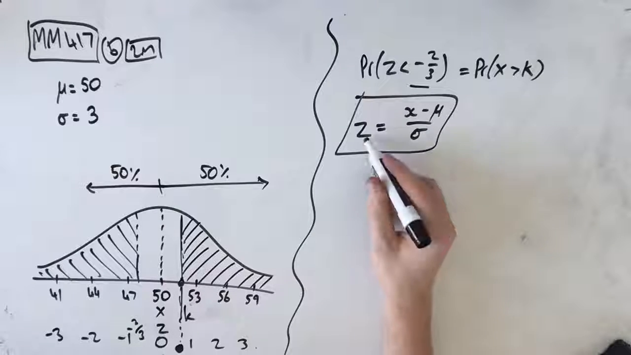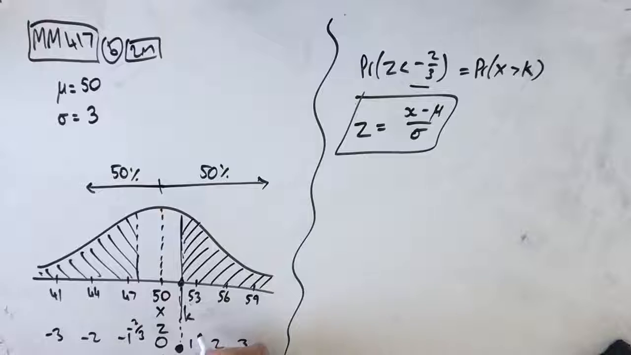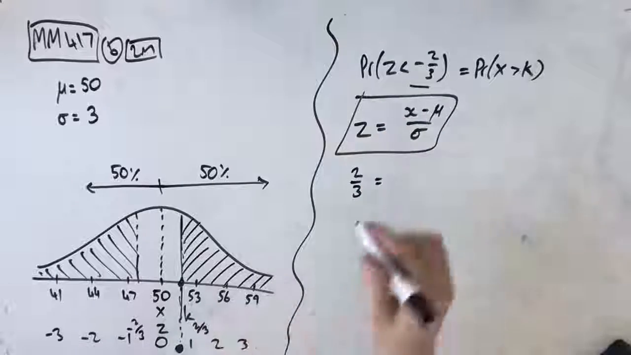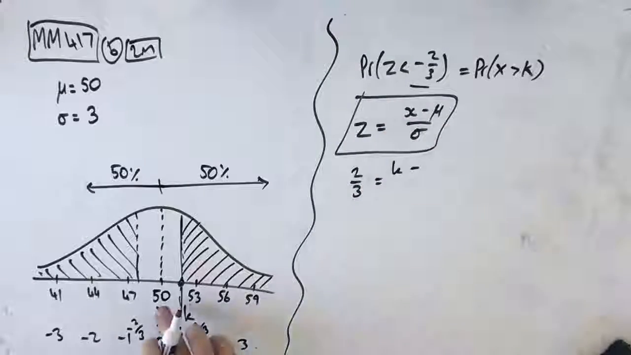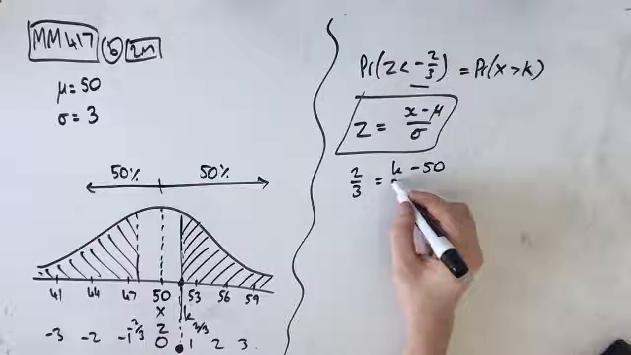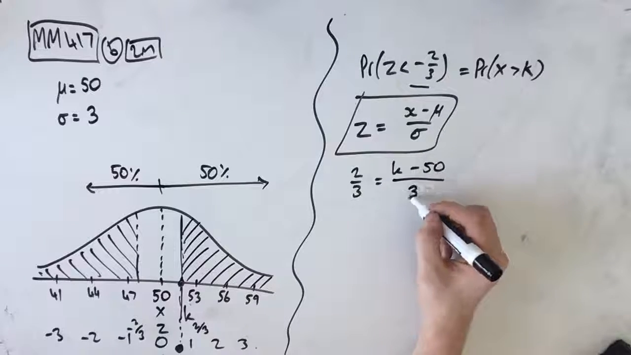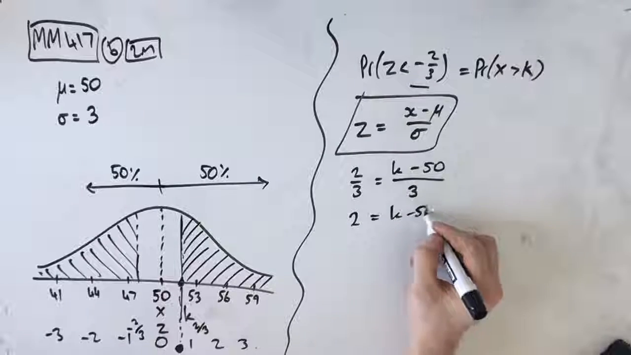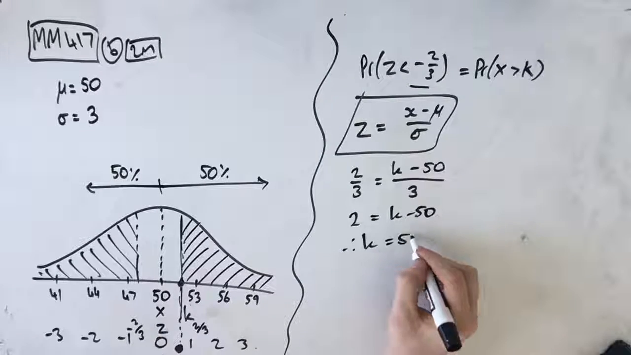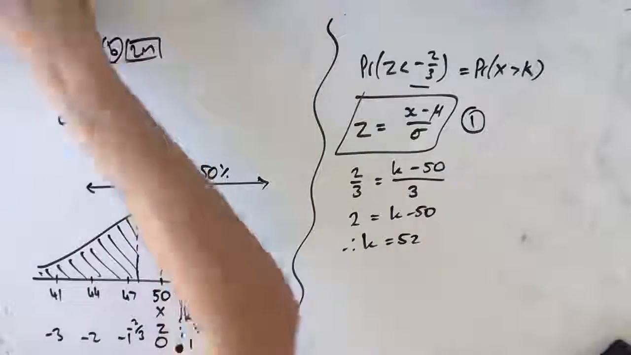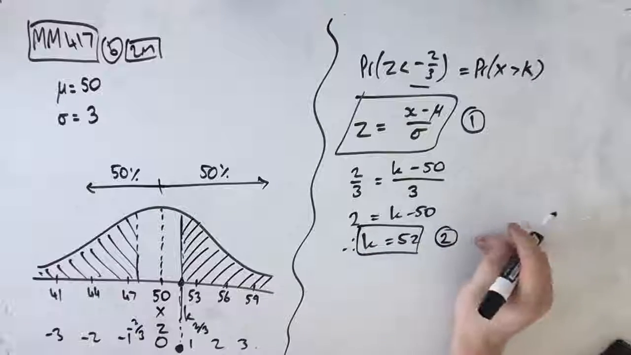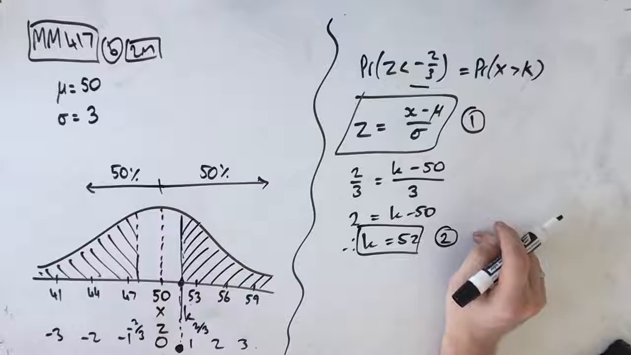So we know that our z value is 2/3, because our opposite was -2/3. So 2/3 is equal to our x value, which in this case is k, minus our mean, which is 50, over our standard deviation, which is 3. Now we multiply both sides by 3, and we get 2 equals k take 50, so therefore k equals 52. Our first mark comes when we recognize what formula we have to use, and our second mark comes when we say that k is equal to 52, which is our final answer for part B.